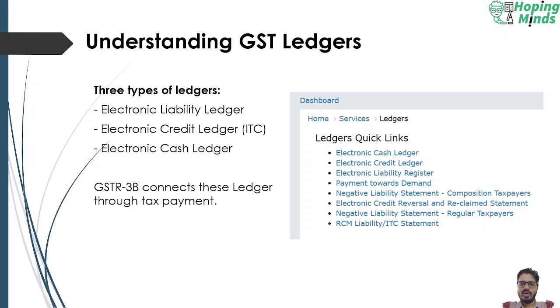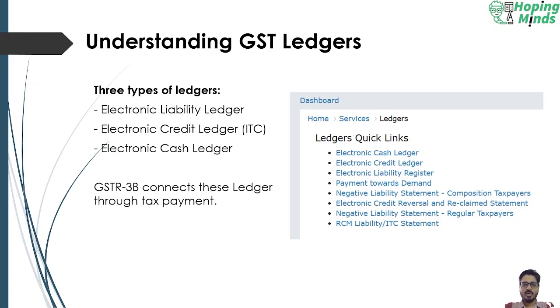An important thing to note down here is that if some TDS has been deducted by the deductor and we have accepted such TDS during the reporting period, then the balance of such TDS will appear in the cash ledger upon the acceptance of such deduction by the taxpayer.